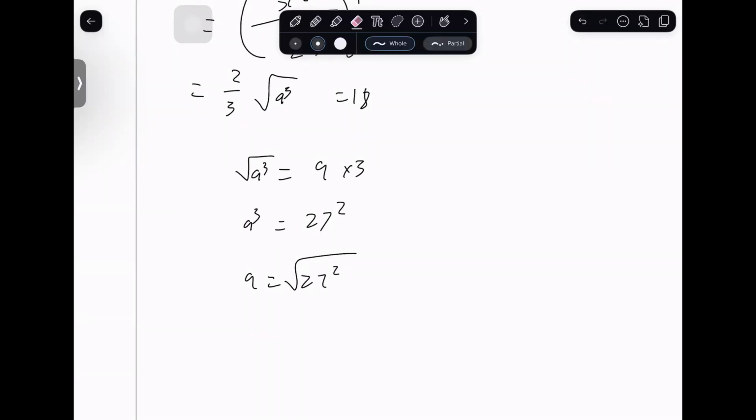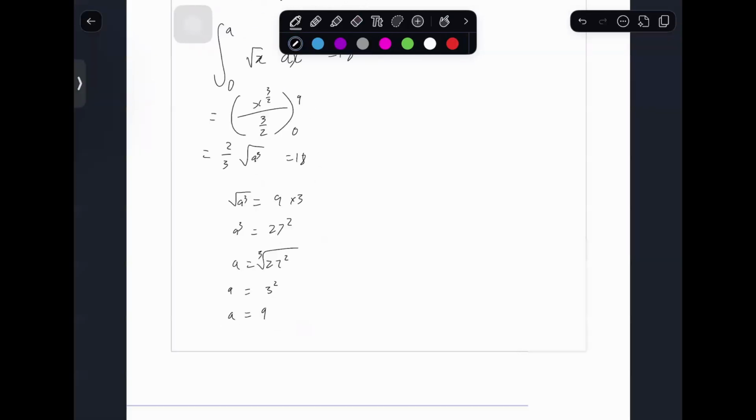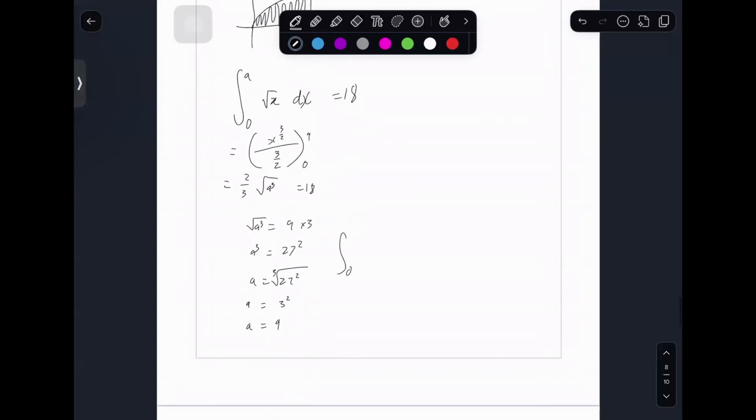Pretty sure that just means you can cube root the function and then square it later. When you do that, you'll get the cube root of 27, which is going to be 3, squared, and you get a equals 9, which is a nice whole number, which sounds about right. And you can always verify your answer for these type of questions just by actually integrating from 0 to 9 for square root of x and see what you get.